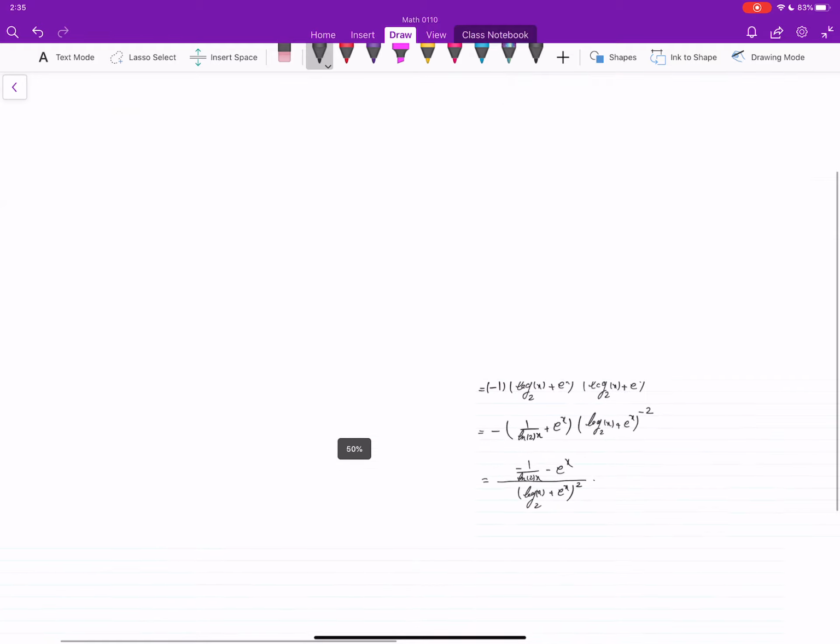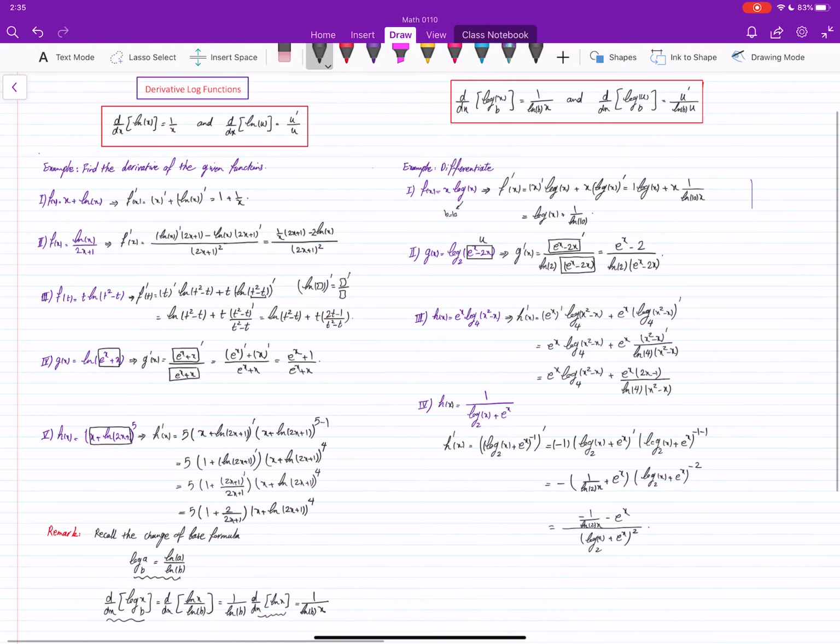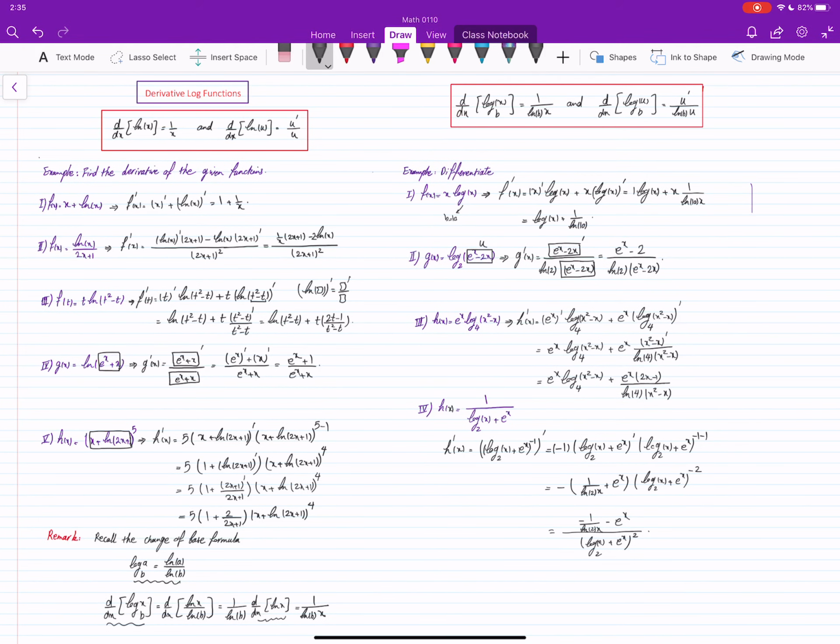So these new differentiation rules, you need to add them to your differentiation toolbox, and use them when you need to.